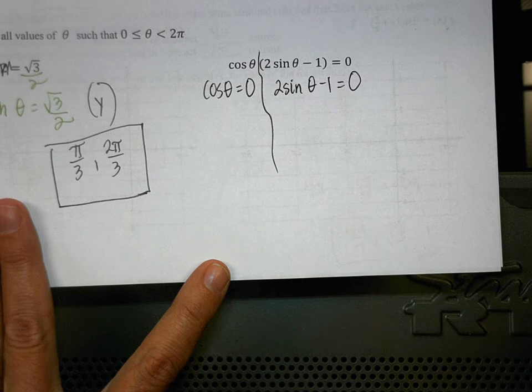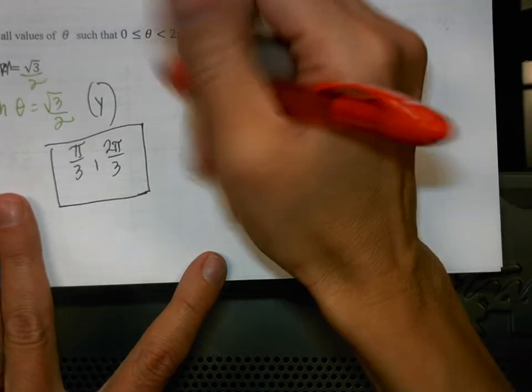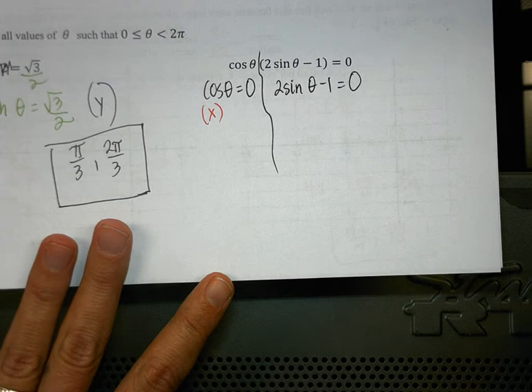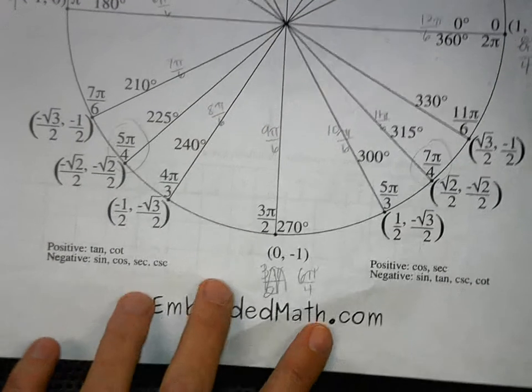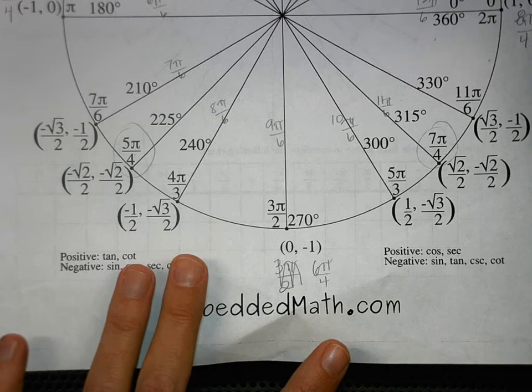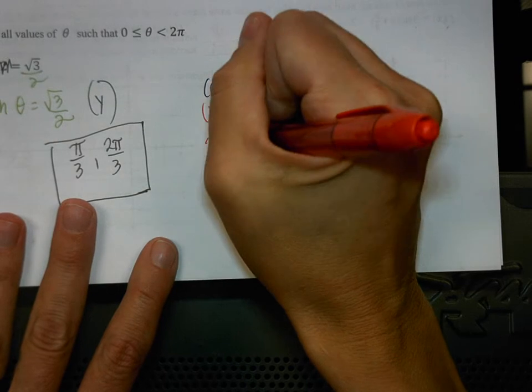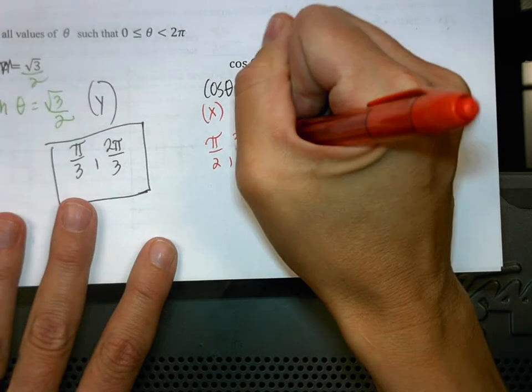Cosine is dealing with x. Where is x 0? Good. And in terms of radians, that would be? Good. Pi over 2 and 3 pi over 2.